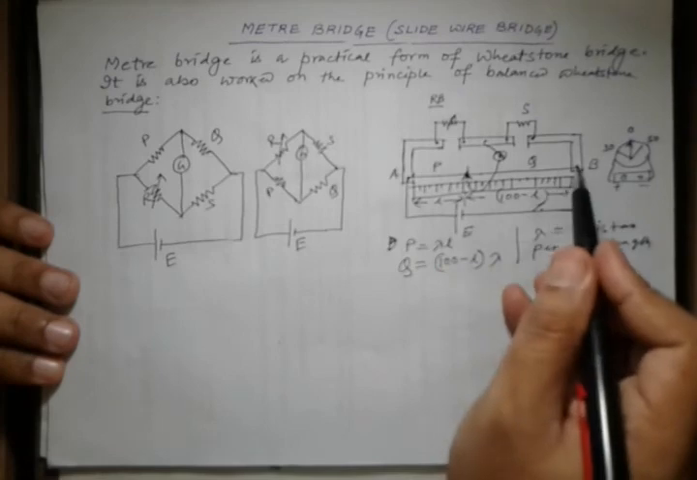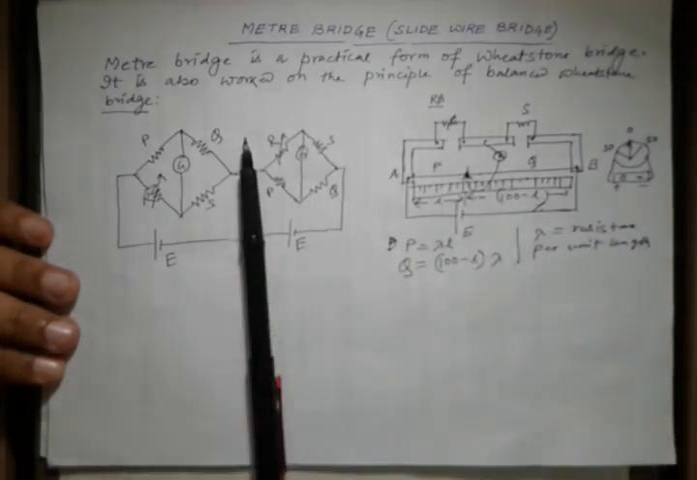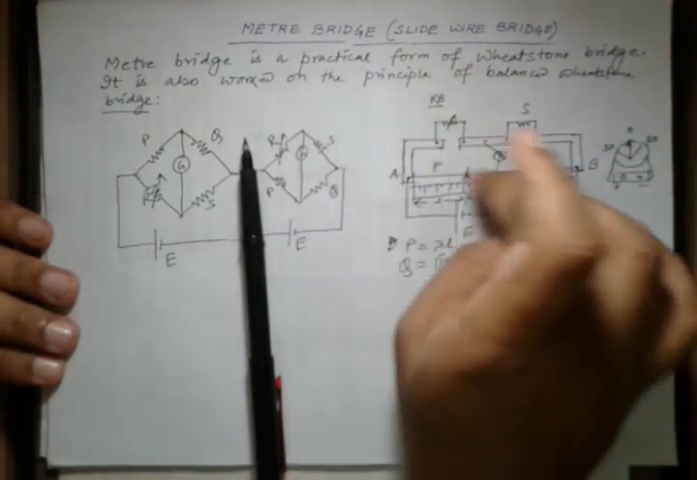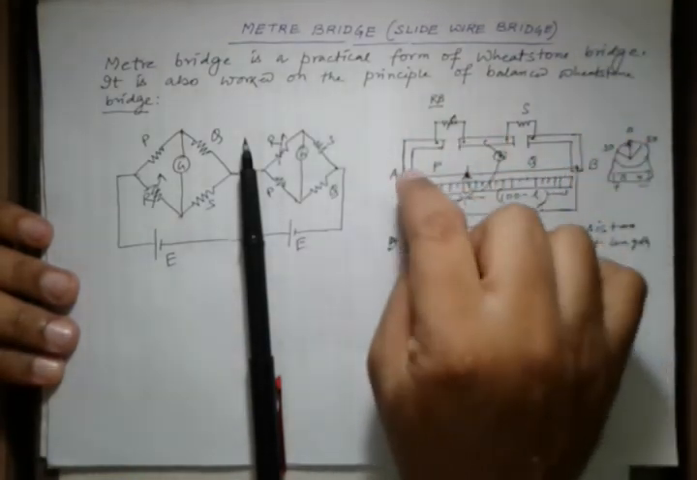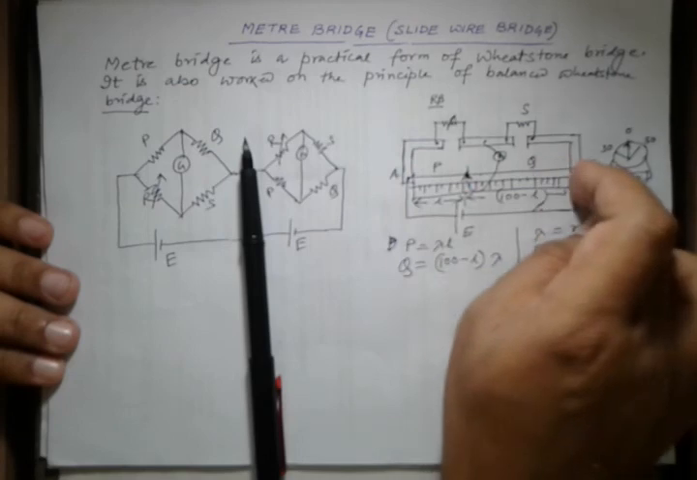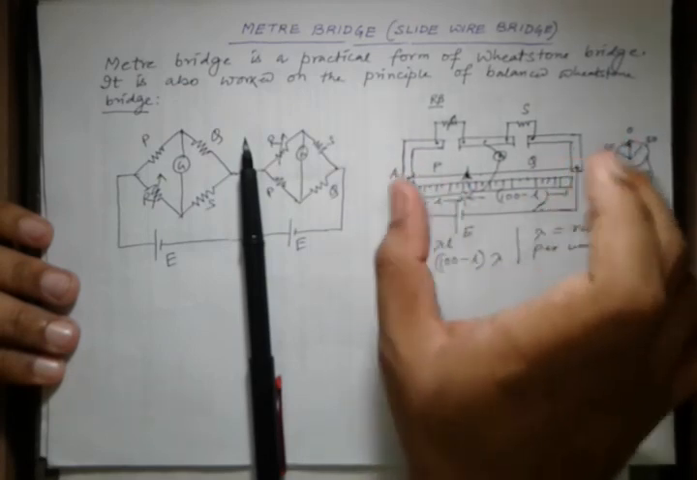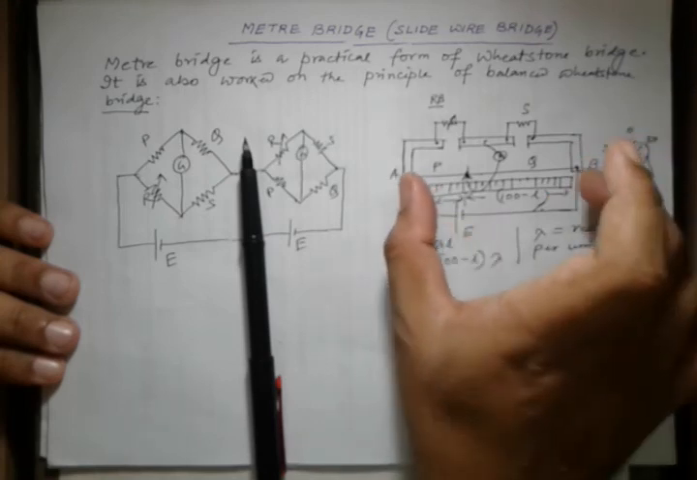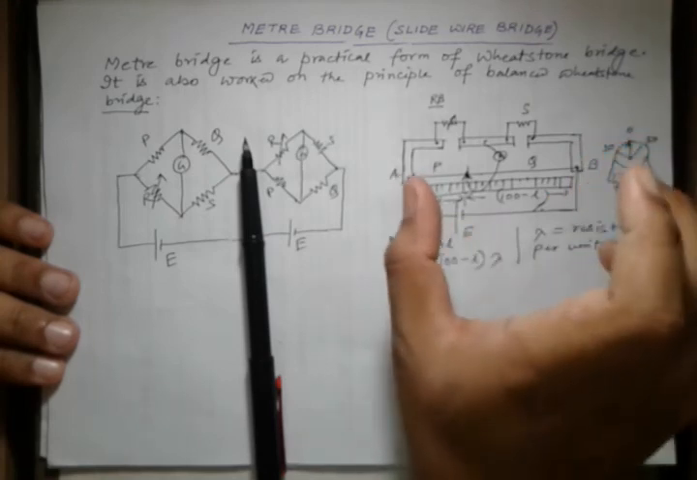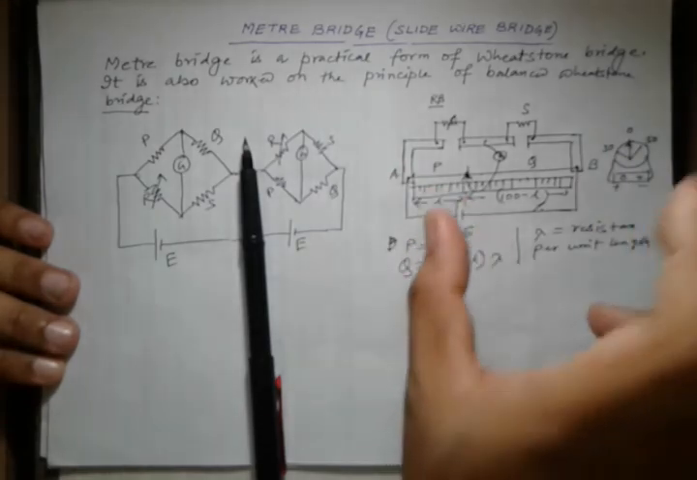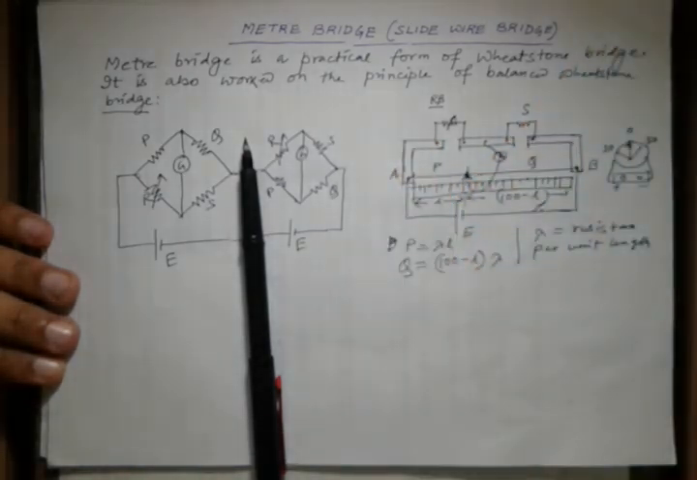This wire is made of manganin and constantan because it has a uniform, constant resistance. When current passes through it, as it has resistance, the temperature of the wire will increase. But as it is made of manganin and constantan, the temperature coefficient of this wire is low. That is why we use this type of wire.